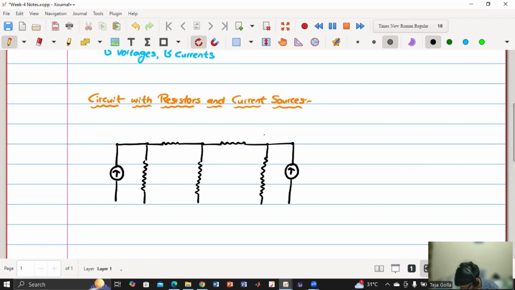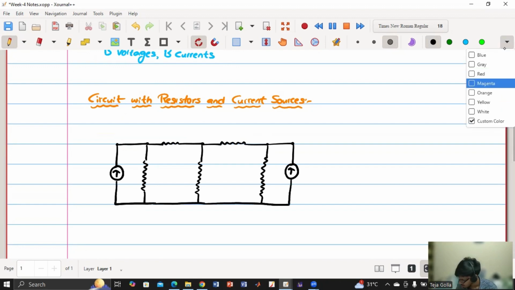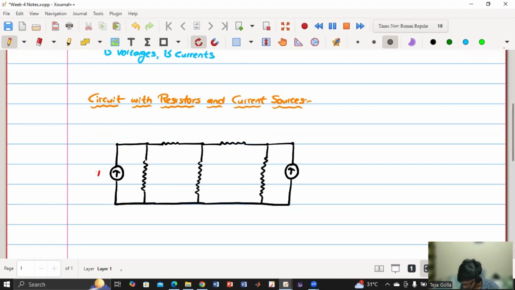So this is the circuit that Sir had considered earlier. Let me use red color. These are called I1, I3, R11, R12, R13, R12, and R23. And I'm sorry, Sir has considered this as R22 and R23. So let us follow the same convention. So how many nodes do we have here?